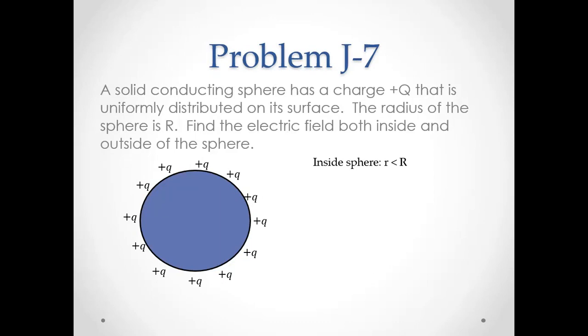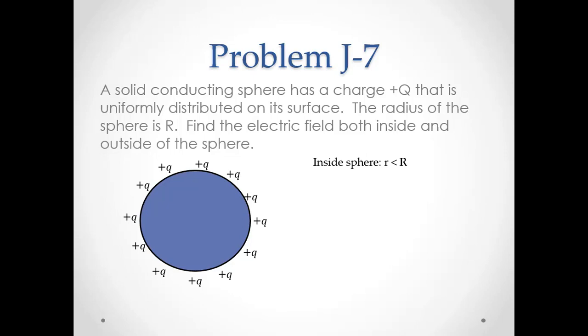conducting sphere that has a charge plus Q that is uniformly distributed on its surface. The one thing to point out about a solid conductor is that the charge has to be uniformly distributed on the surface because the charges will try to spread out in a way to get as far away from each other as possible. The distribution of charges which makes them as far away from each other as possible happens to be on the surface of the object.